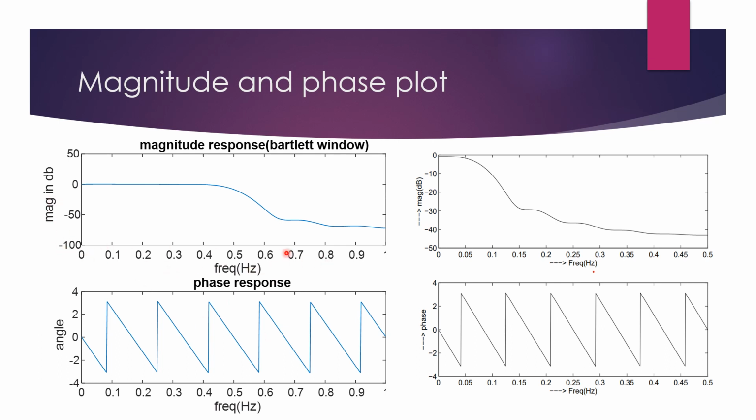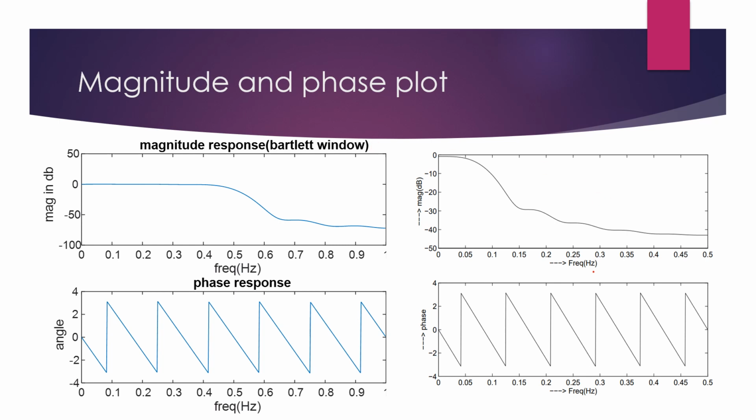Here we have frequency on the x-axis and magnitude in dB on the y-axis for the Bartlett window. And here is the phase response, with angles on the y-axis and frequency on the x-axis.